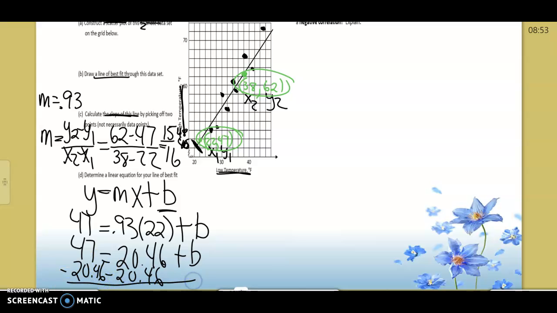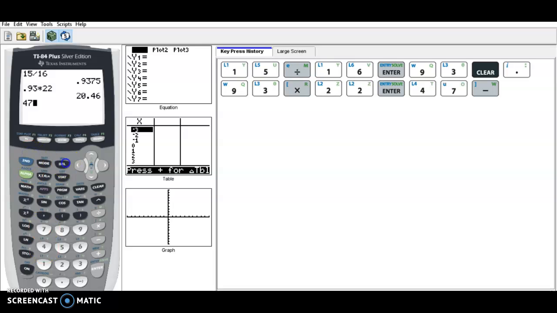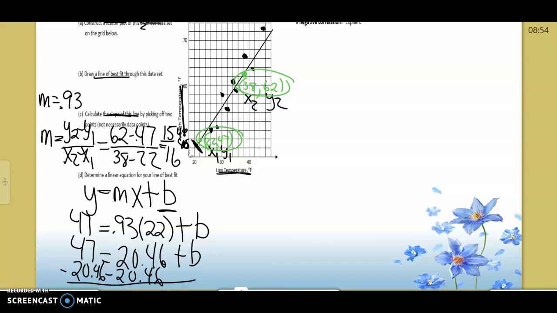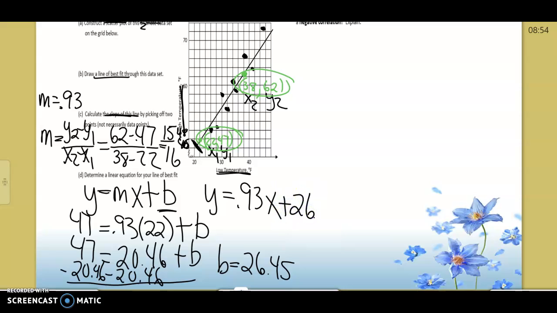And that is going to give us 47 minus 20.46. A y-intercept of about 26.45. Okay, so b equals 26.45 right from the calculator. Now we can put everything together. The equation of this line based on the scatter plot, based on the things that I found, y equals a slope of 93/100 followed by x plus a y-intercept that's about at 26.45. So if it continued to move in that direction, that's where it would hit the y-axis.